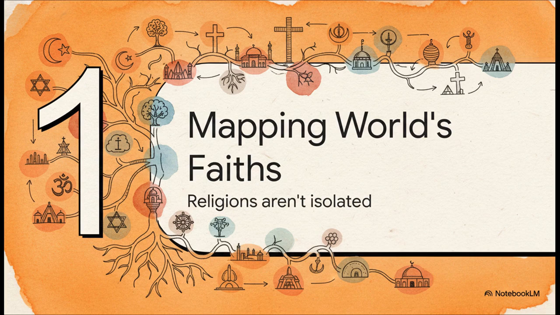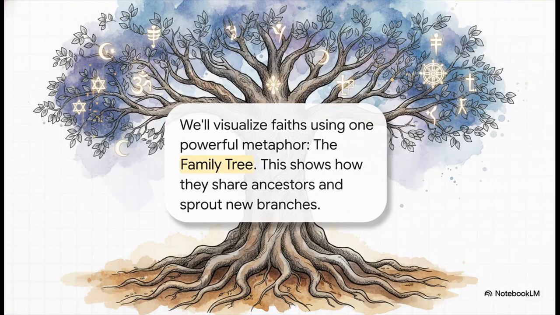And here's the most important idea to get your head around. Religions don't just pop up out of nowhere. They grow, they split off from each other, and they're constantly influencing one another all throughout history. To make sense of all these complicated relationships, we're going to use one single really powerful metaphor for this whole explainer: the family tree. This is going to help us see really clearly how different faiths share common ancestors and how new branches are always sprouting from older ones.